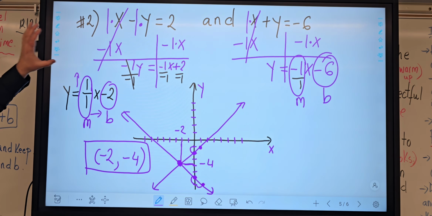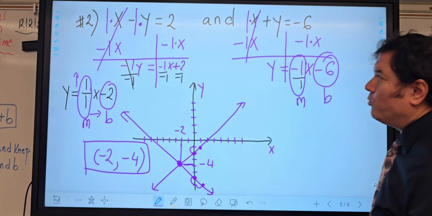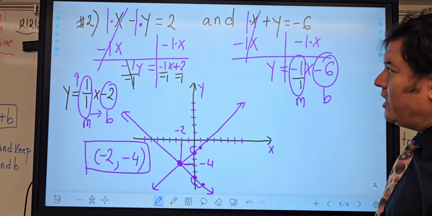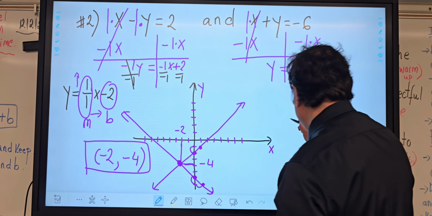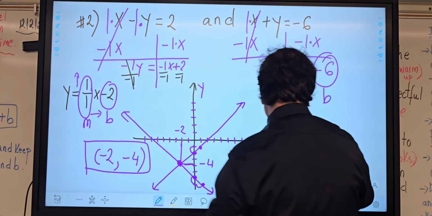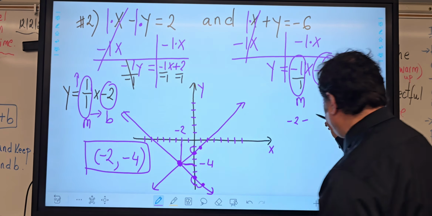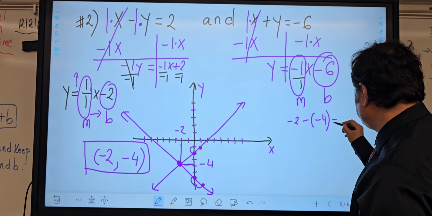And let's check. Let's check to see if we are right. So we are going to check the first equation. We have x minus y. So instead of x, we are going to put negative 2 for x. So we have negative 2 minus y. So minus, and y is negative 4. Negative 4 equals 2.